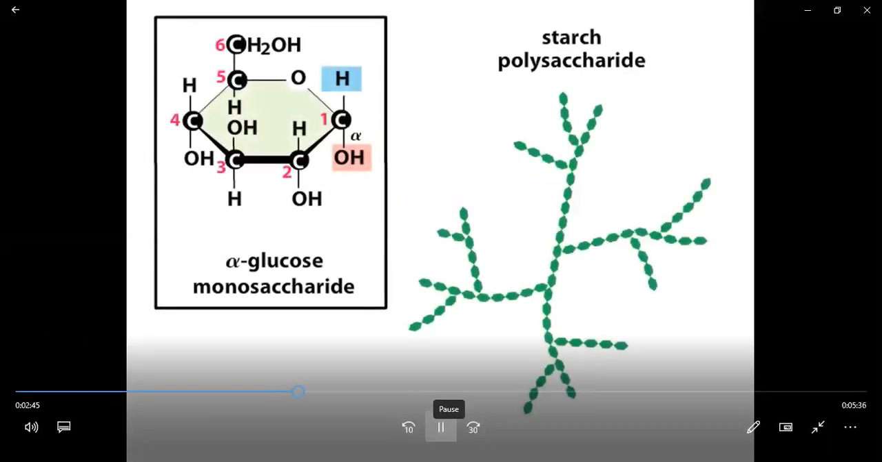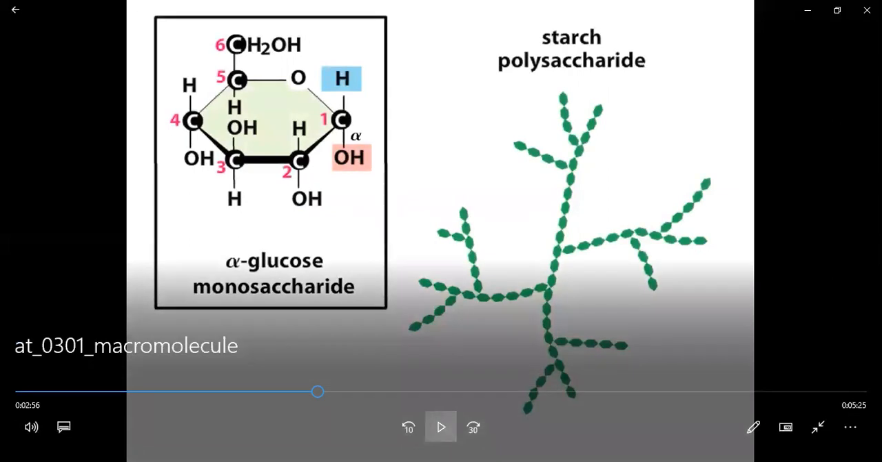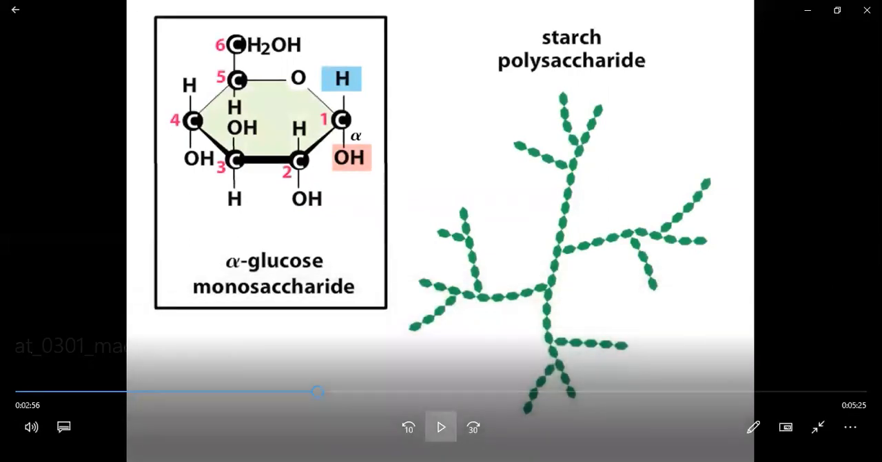Carbohydrates include simple sugars called monosaccharides, as well as large polymers called polysaccharides. Glucose is a hexose, a sugar composed of 6 carbon atoms, usually. So glucose is a monosaccharide, a 6 carbon molecule arranged in the ring form, and it is a monosaccharide because it is a single sugar unit.